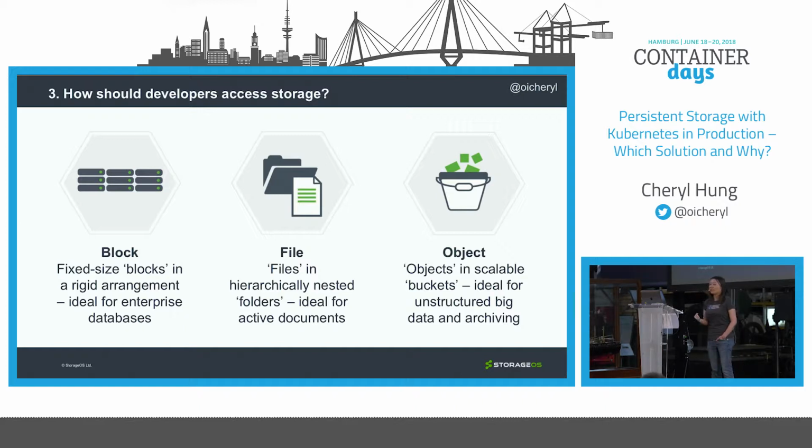Files are an abstraction of storage that sits in a hierarchy. It's probably POSIX compliant, so it has read, write, and execute permissions. And yeah, it sits in folders. And then there are objects, which are completely unstructured. You just throw them into a bucket, and it's better for big data use cases.